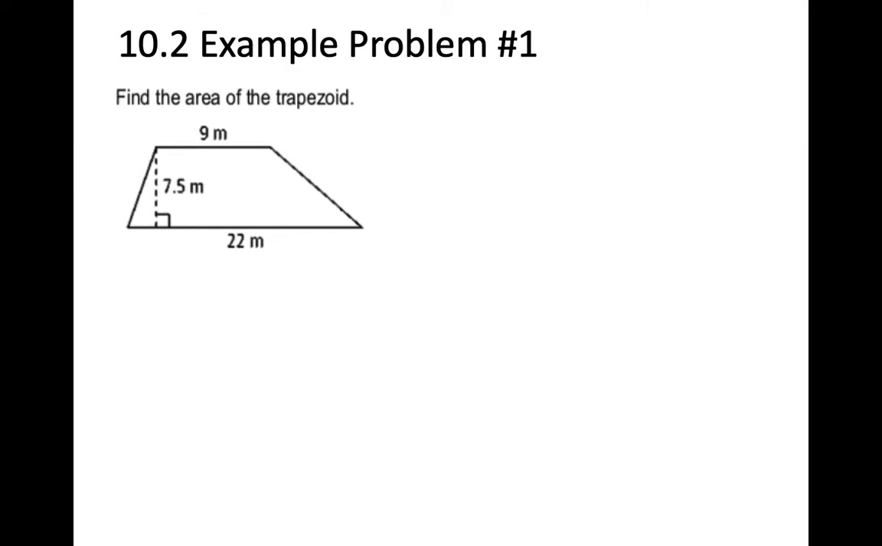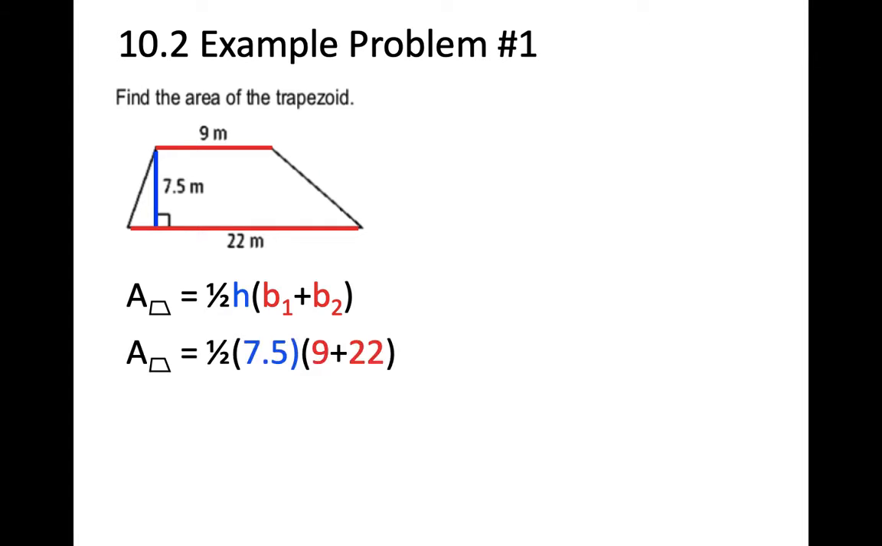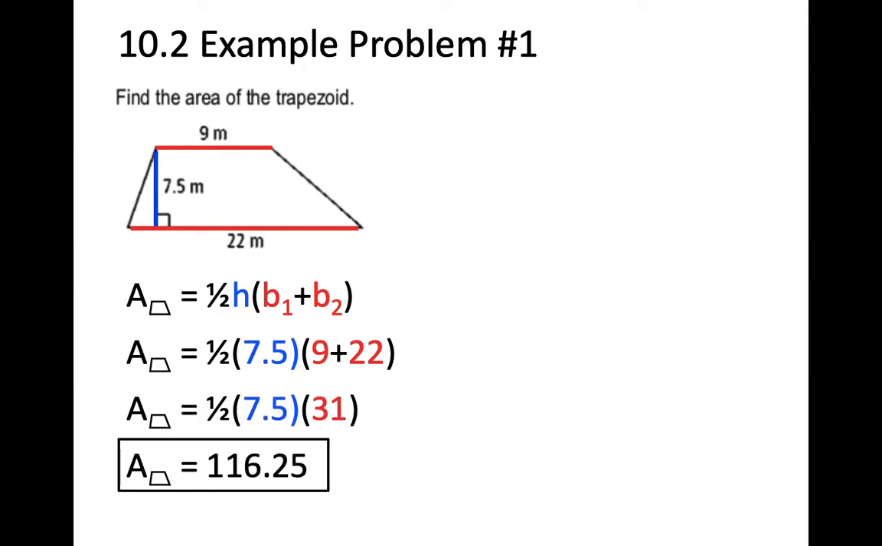Okay, so let's do an example problem. Find the area of this trapezoid. Well, it's equal to 1/2 the height times the sum of my bases. So I can plug in my values here. That would be 1/2 of 7.5 times 9 plus 22, or 1/2 of 7.5 times 31. Multiply that out, and I get that that's 116.25.